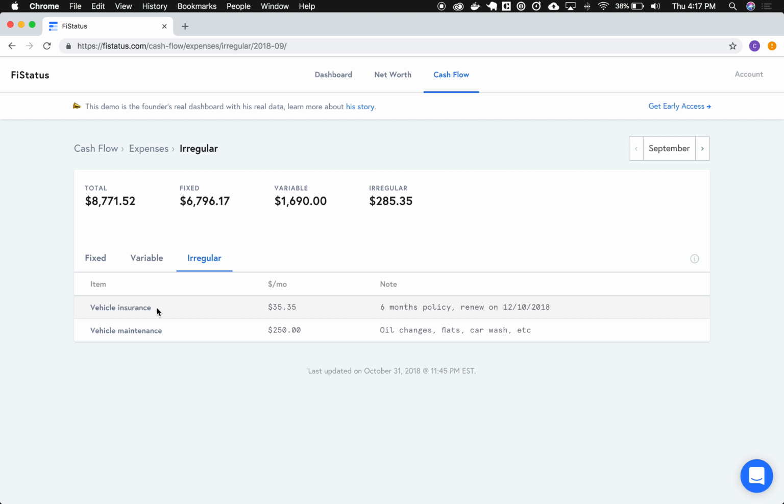And irregular are things that don't really have any kind of consistency to them. Like my vehicle maintenance, maybe $250 a month. That's oil changes, if it's a flat, I need a car wash, whatever. And plus, it's a 2003, so it's an older vehicle. I need to put money aside for repairs and parts and things like that. And vehicle insurance, I have to pay every 6 months. So I try to put $35 aside every month for that.